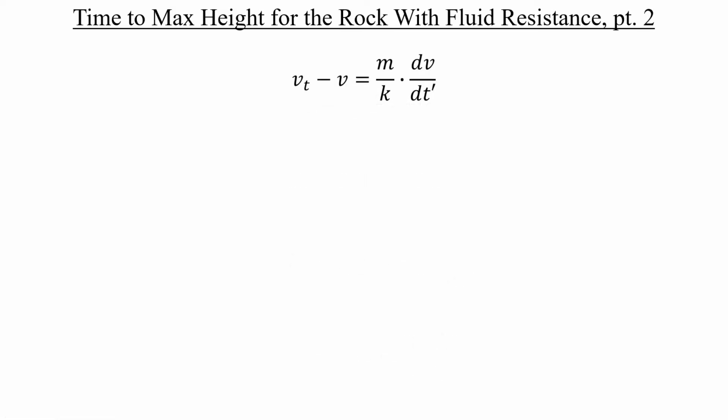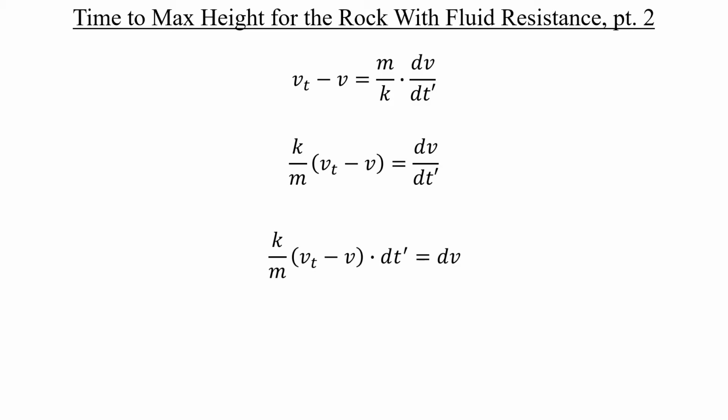Let's additionally divide both sides by the m over k ratio here to place it on the left. Don't forget to invert it. At this point, we're free to use our separation of variables technique, which involves multiplying both sides by dt prime and dividing both sides by the velocity difference in the parentheses. Both sides are now considered separated. The next step is to integrate.